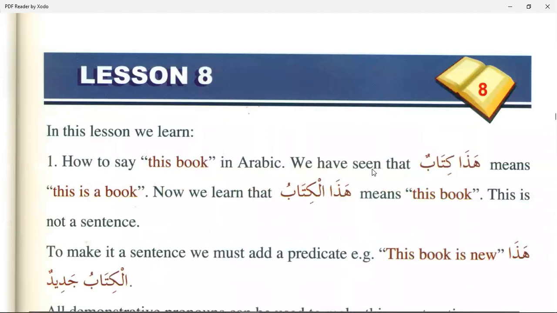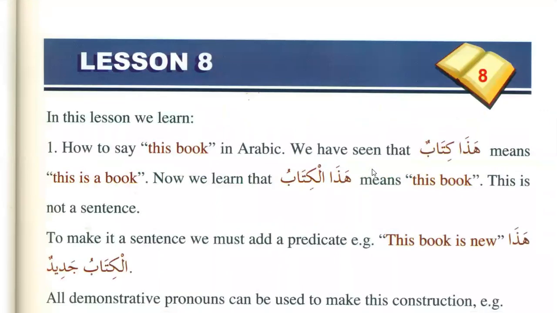We'll start lesson number 8. So first you learn that haza kitabun means this is a book. Here haza means this, kitab means book, and tanween means a. So this is a complete sentence. But what if we just want to say this book? Whenever we want to say this book, then we add alif lam. Hazal kitabu, this book.